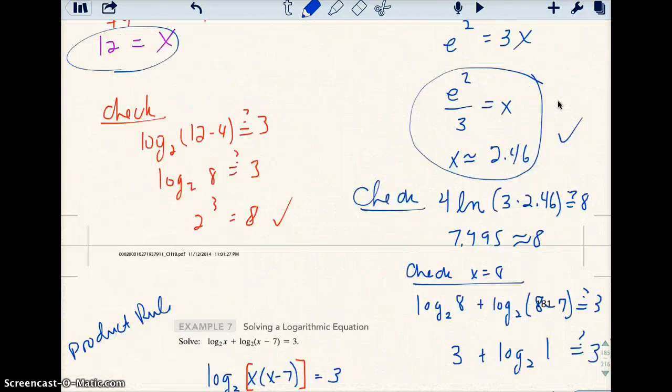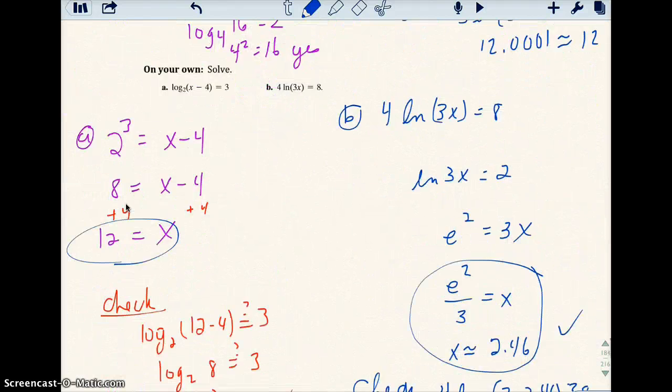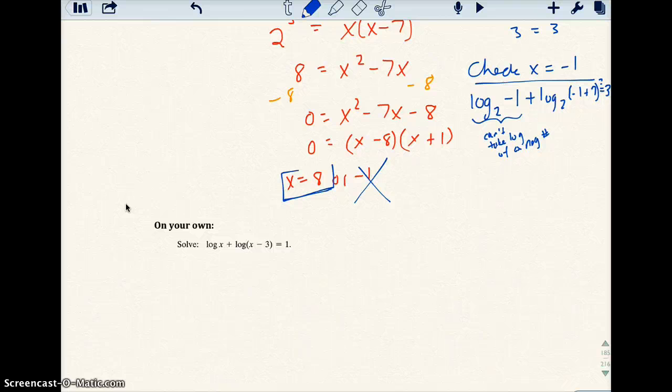So, if you look back here, remember we talked about the logarithm graph, and we said the domain of x can only be from 0 to infinity, so you can't have negative x values. We talked about the graph of the logarithmic function. So because of that, we know that x equals negative 1 is not the answer. This is the only solution I have there.